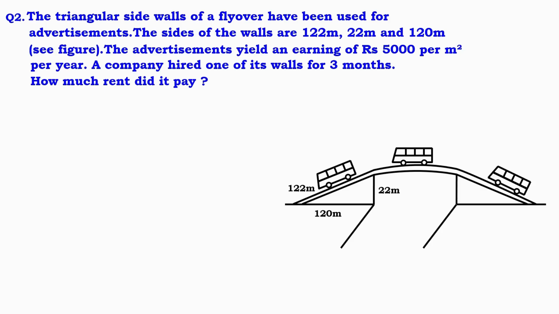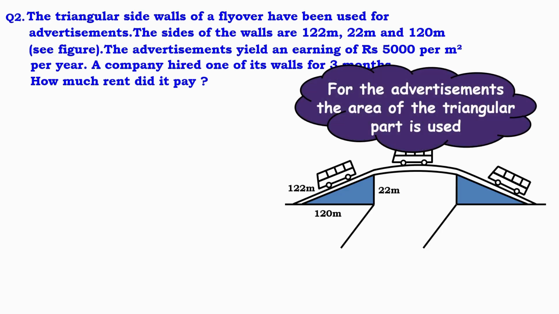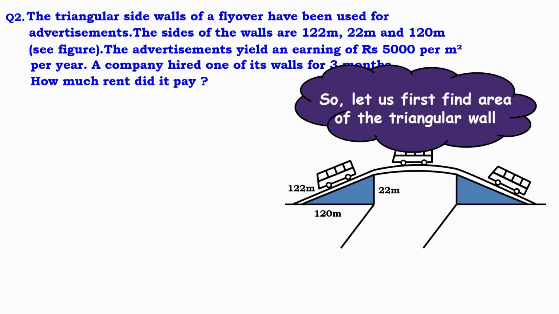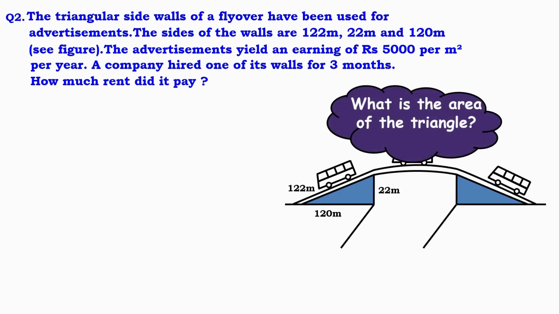Okay, so now let us take a look at how we are going to solve this problem. What is given over here? The triangular side walls of the flyover. So this is the triangular part given. It is a triangular area, and for the advertisements, the area of the triangular part is used. So let us first find the area of the triangular wall.